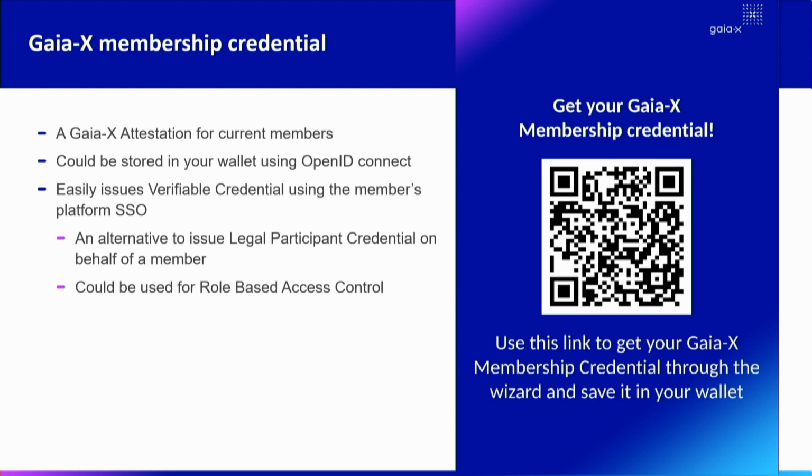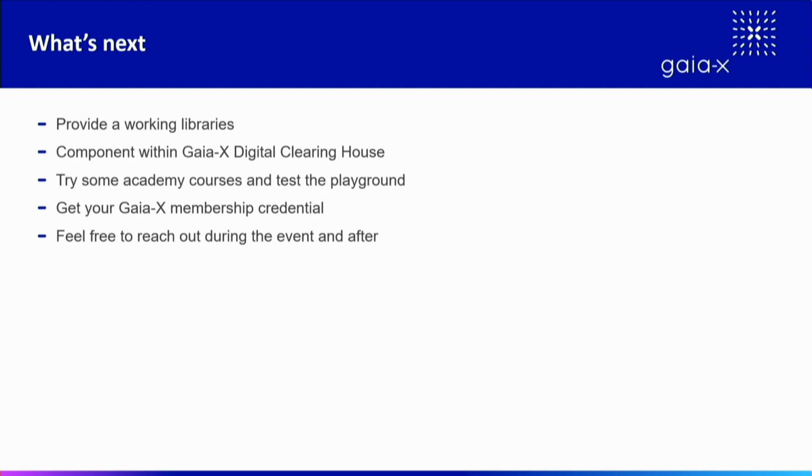It's issued as a verifiable credential using the member platform's single sign-on. And a few future possibilities that are not done yet, but that we can do with this credential: it's an alternative to issue a legal participant credential on behalf of a member, for example. That could be a possibility. It could also be used, for example, for role-based access control, either within an organization or a data space or whatever. And that's pretty much it.